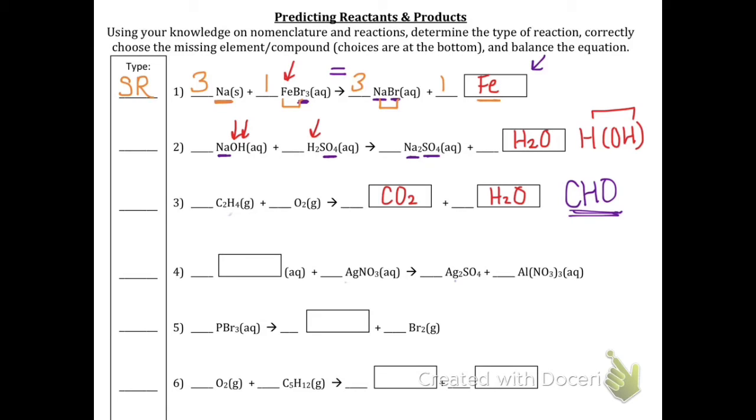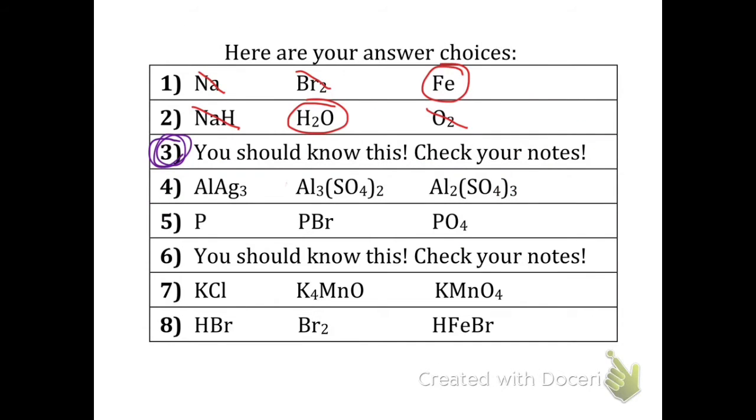Okay, so for this next one, I'm going to start you off here and you're going to finish it off. So here we have a silver, and polyatomic nitrate and a nitrate. So what is left over? We're missing an aluminum and we're missing a sulfate. So if we look at our answer choices here, it's not this one. So it's a choice between this or this.